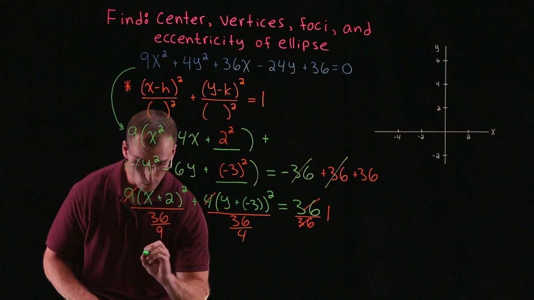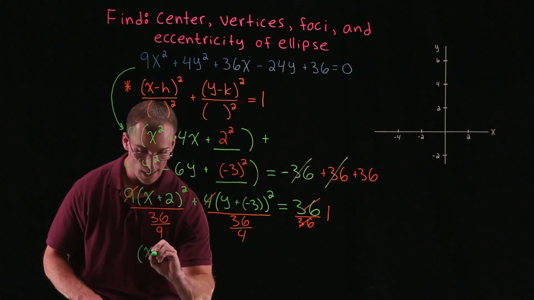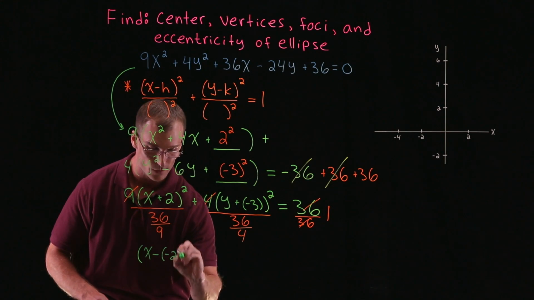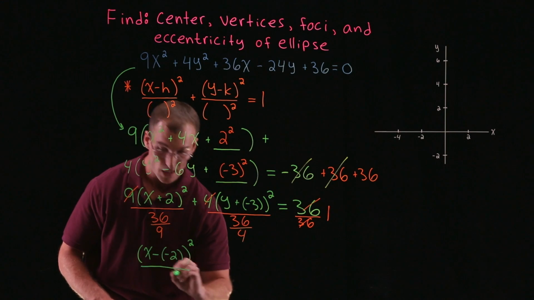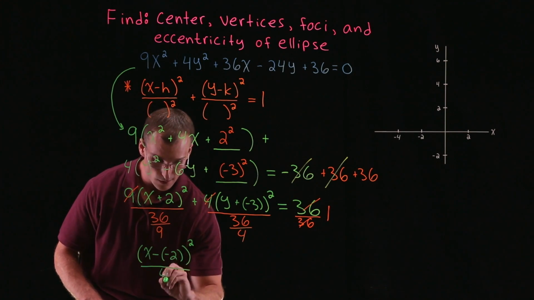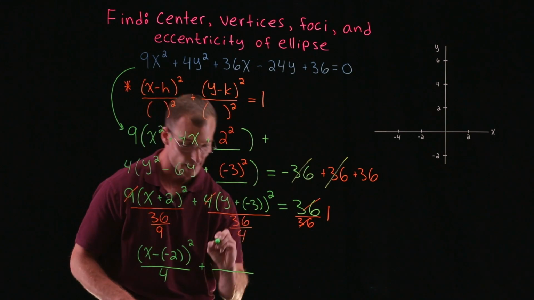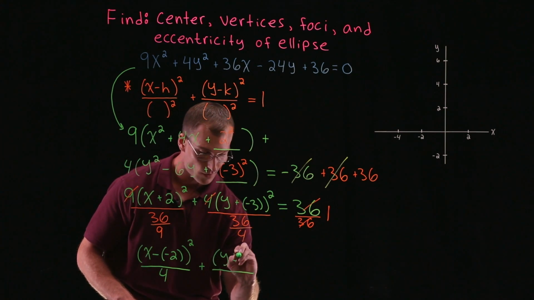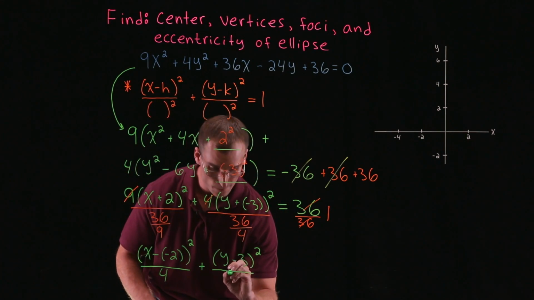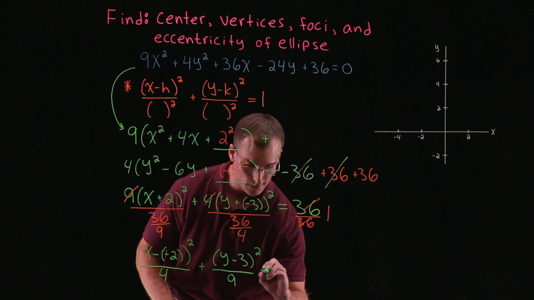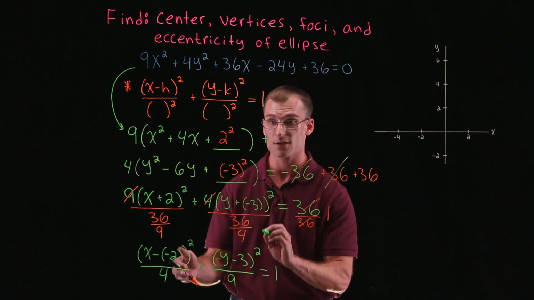So in the numerator, instead of x plus 2, we'll have x minus negative 2, because we want to write it as x minus a number, squared. And 36 over 9 is 4, plus y plus negative 3, which is just y minus 3, quantity squared, and 36 over 4 is equal to 9, and that's equal to 1. Okay, so all that work to get this in standard form.